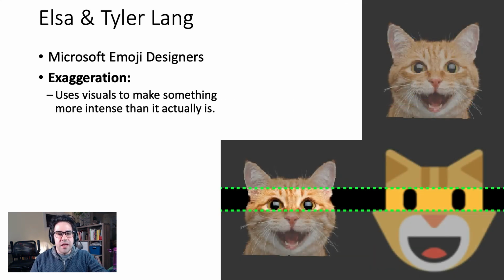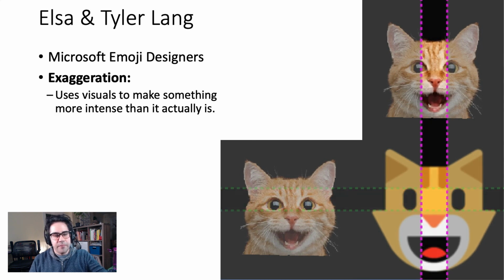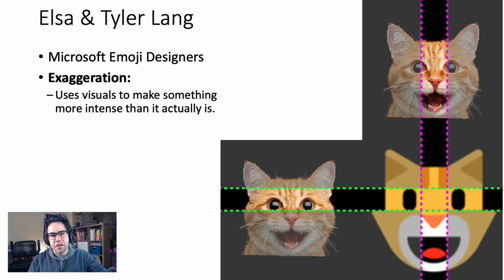If we compare to an actual cat, I can see that the eyes of the emoji cat are almost twice as high as the actual cat. And the nose of the emoji cat is also about twice as wide as the actual cat. So these exaggerations are what help the emoji cat to be readable at small scale. Don't be afraid to use similar exaggerations in your own work for this assignment.